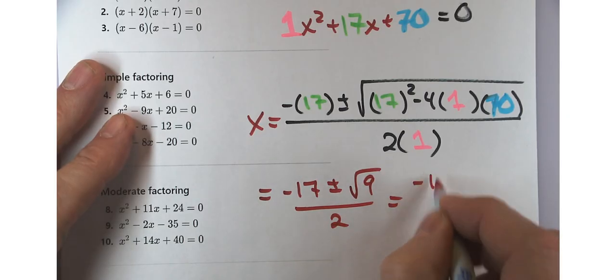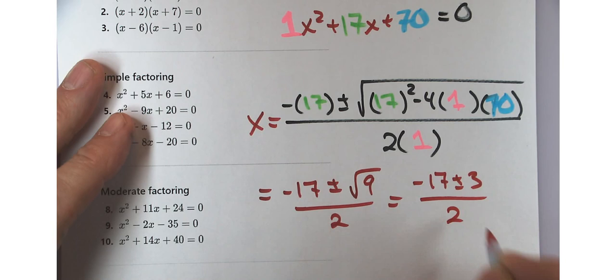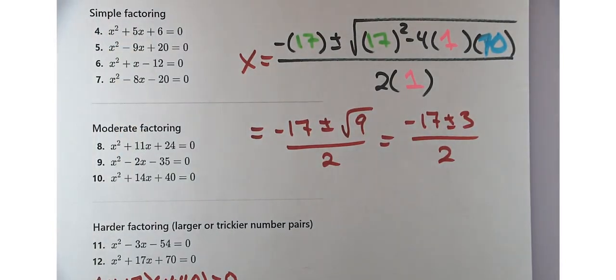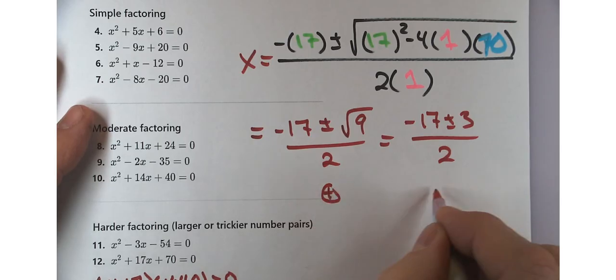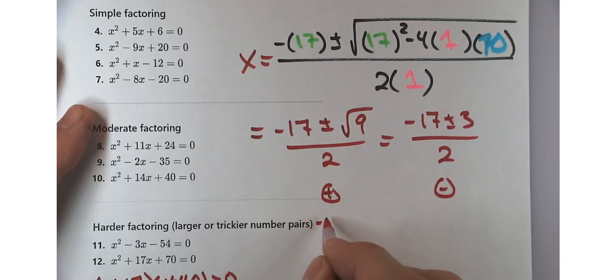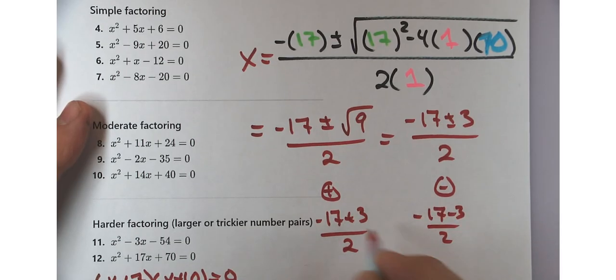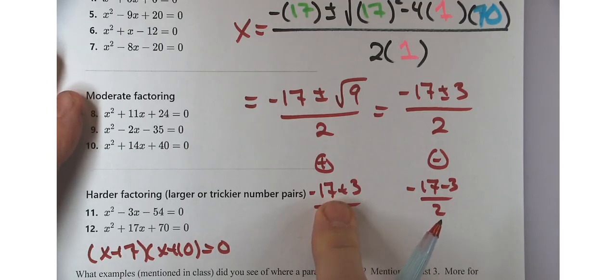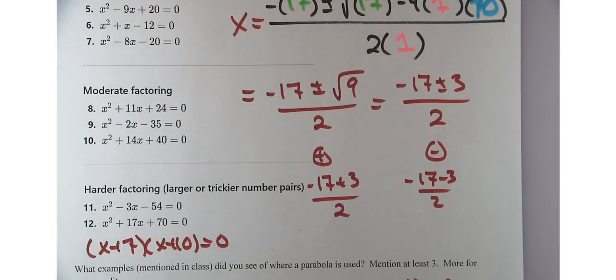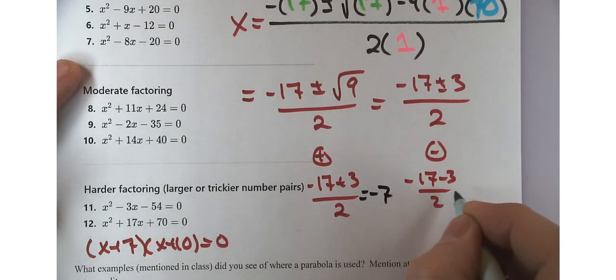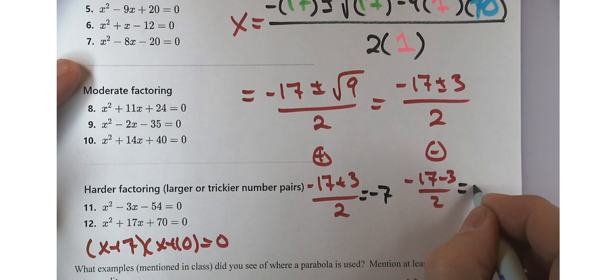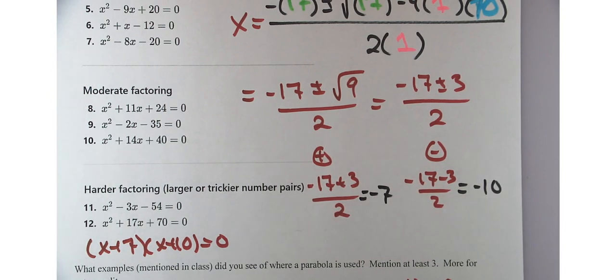What's the square root of 9? 3. Now do yourself a favor. Just slow down for just a minute and take care of the positive case and the negative case. So the positive case is negative 17 plus 3 divided by 2. The negative case is negative 17 minus 3 divided by 2. This gives me negative 14 divided by 2, which gives me negative 7. This gives me negative 20 divided by 2, which gives me negative 10. So there you go. We have spent a fair amount of time on the quadratic formula.